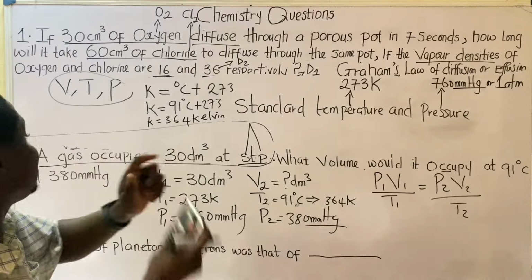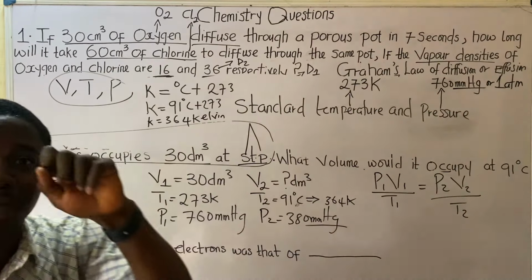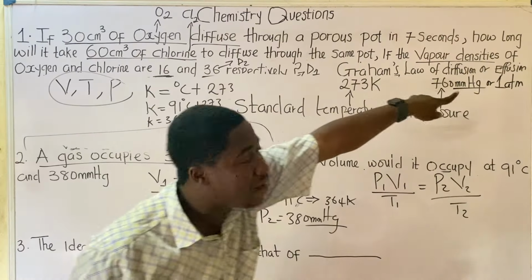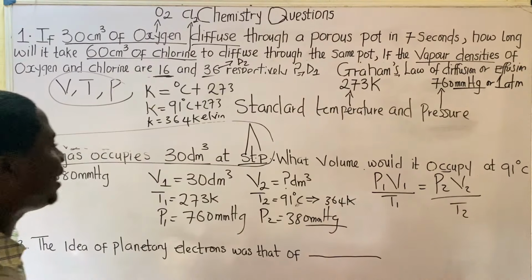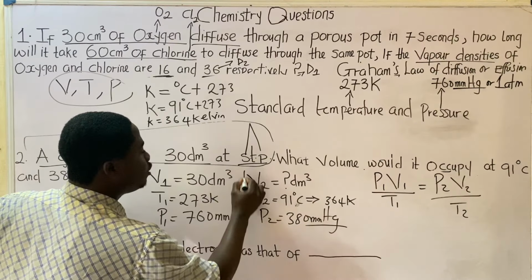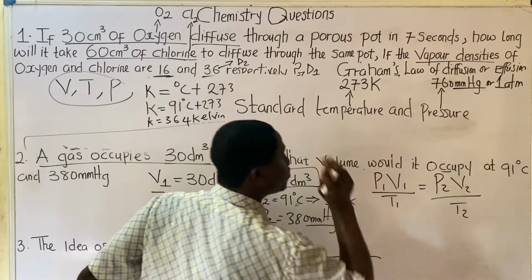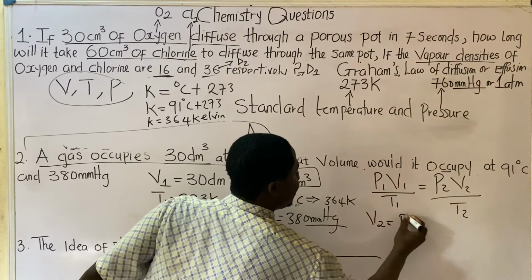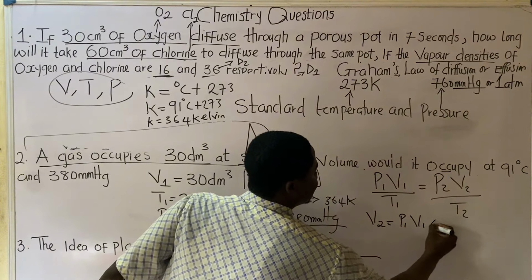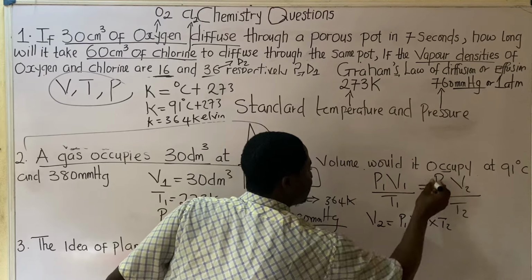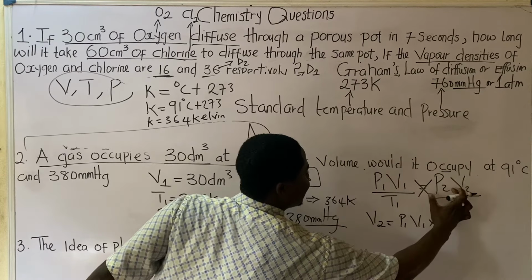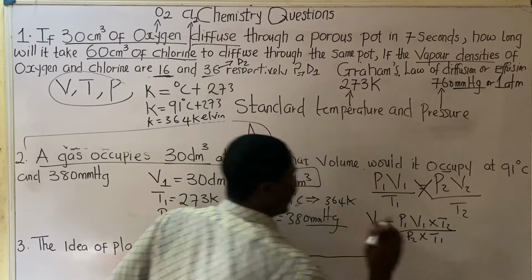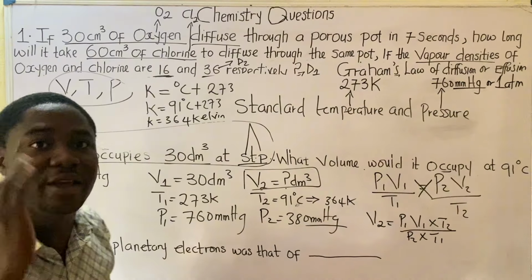It's very easy, because the other pressure was expressed in mmHg, that's why I wrote mmHg. If it was expressed in ATM, I would write 1 ATM. So what do we look for? We are looking for V2. So let us make V2 the subject of the formula. V2 equals P1 times V1 times T2, dividing by P2 times T1. It is extremely easy.